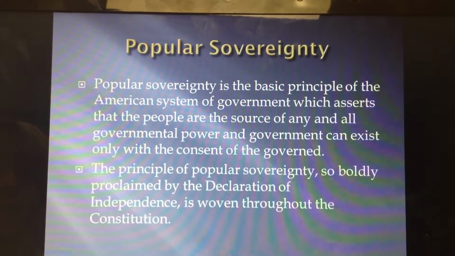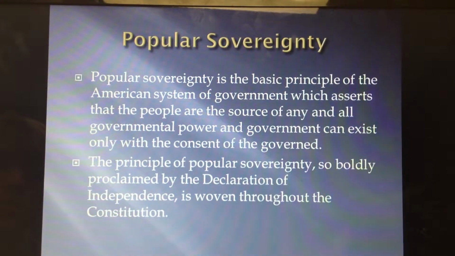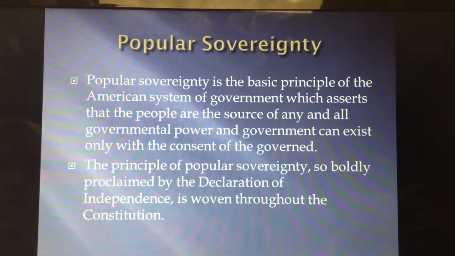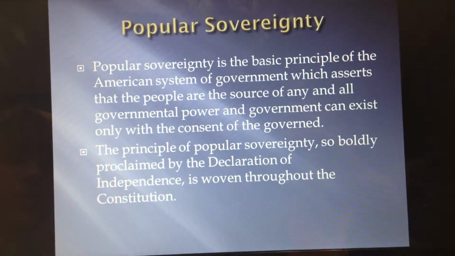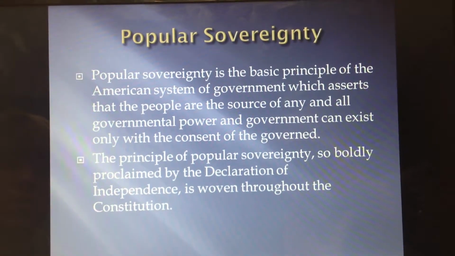Popular sovereignty. Popular sovereignty is the basic principle of the American system of government, which asserts that the people are the source of any and all governmental power, and government can exist only with the consent of the governed. The principle of popular sovereignty, so boldly proclaimed by the Declaration of Independence, is woven through the Constitution.